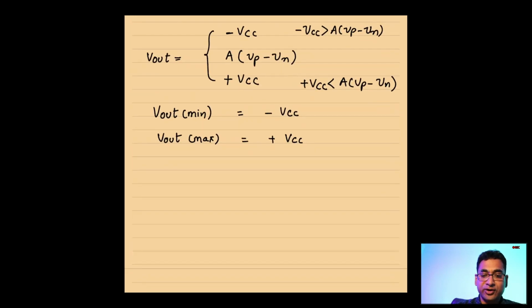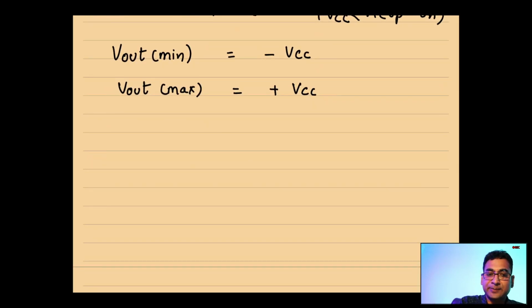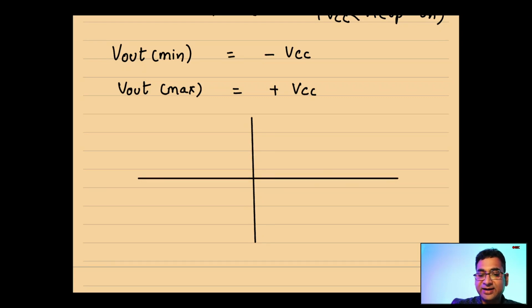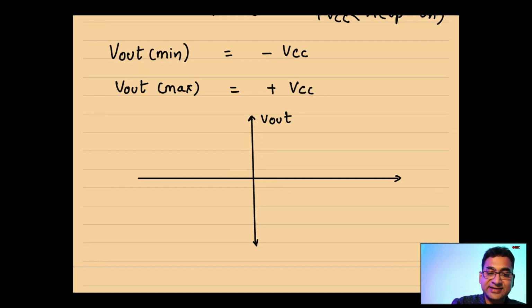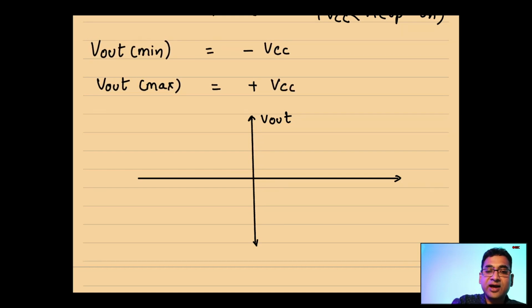Okay, here's what I'm going to do. I'm going to use the same page. I'm going to plot the output and the input on x and y axis. On the y axis, I'm going to write the output V out. I'm going to plot the V output voltage on the y axis. Let me park this somewhere else. On the x axis, I'm going to show the term A times Vp minus Vn.